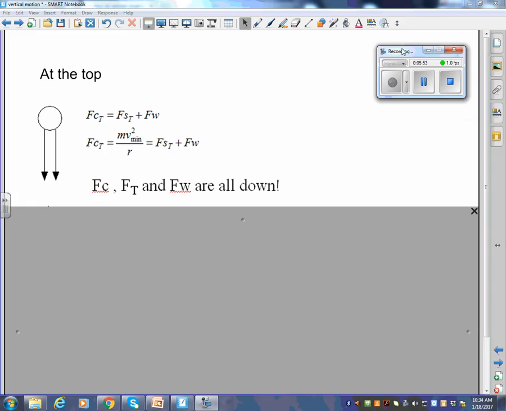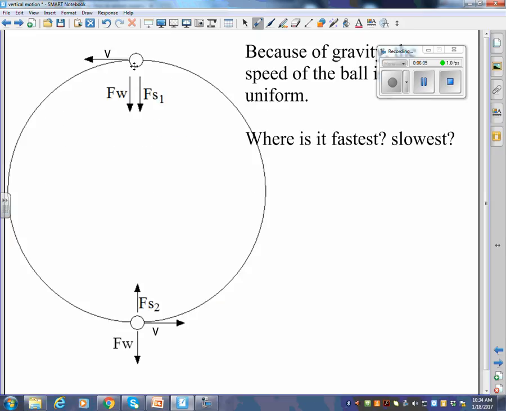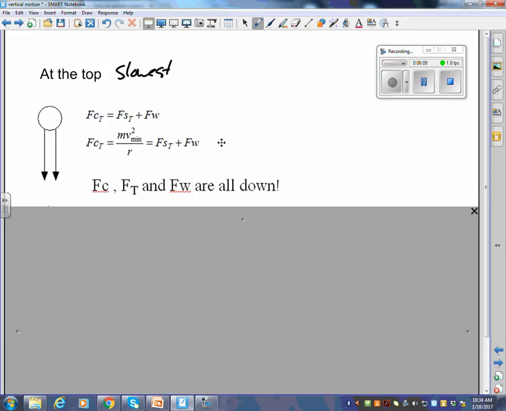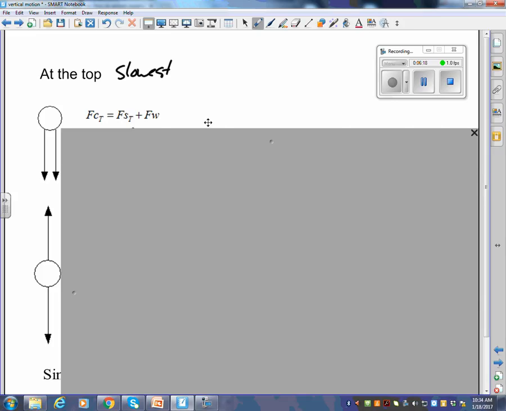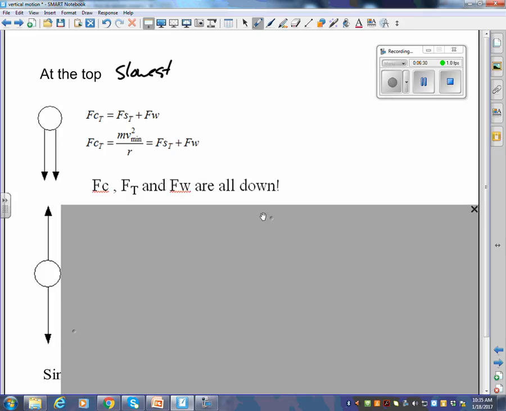At the top, which is where it's going the slowest, we have, so this is just this picture here, the top. I'm deriving for it. You do what you want, Carter, right? So FCT, the total centripetal force, is equal to the string force, FST, string tension, plus the weight force. And would you agree that all three of those things are all down? Yes, right? The centripetal force must be down, the string force is down, and the weight force is down. And the centripetal force is mv squared over r, and that v is the minimum. So v min squared over r is equal to the string force plus the weight force, and they're all down.